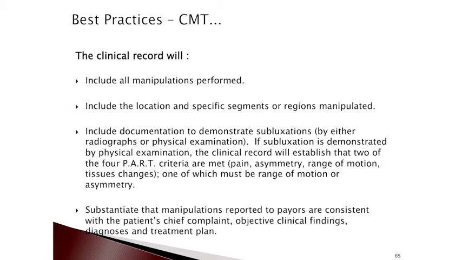And if the subluxation is demonstrated by physical exam, the clinical record will establish that 2 of the 4 part criteria are met: pain, asymmetry, range of motion, tissue changes, and one of which must be range of motion or asymmetry, like we talked about before. And again, substantiate that manipulations reported to payers are consistent with the patient's chief complaint, objective clinical findings, diagnoses, and the treatment plan. Again, so it all comes together.